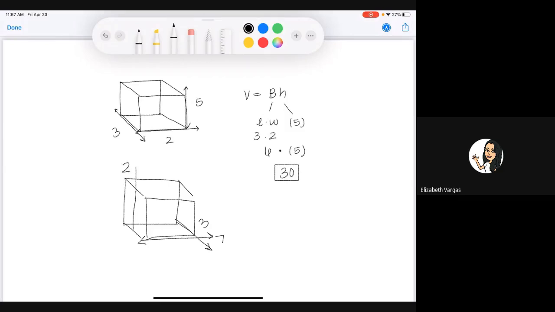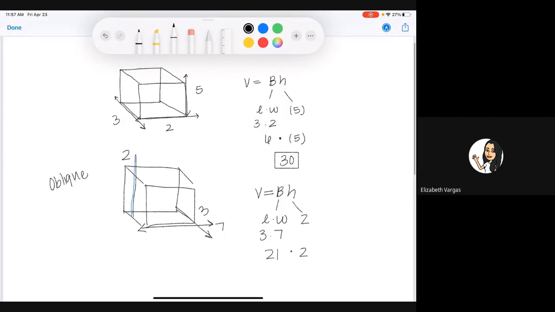Okay, so now I want to find my volume. First thing I want to do, identify my base. For a square, it's length times width. So 3 times 7, 21. My height, because it is an oblique, I'm going to use the measure of my altitude, which in this instance is 2. So times 2. So 21 times 2 will give me my volume, and that is 42. So that is how you will solve for this.